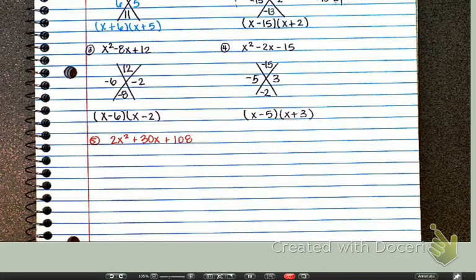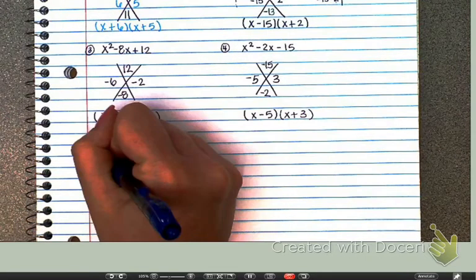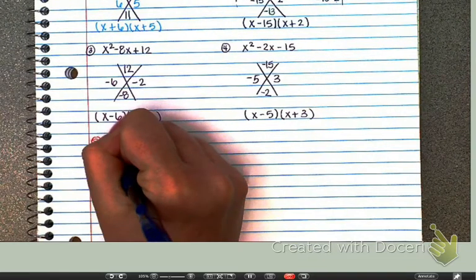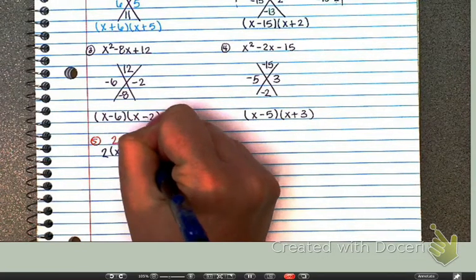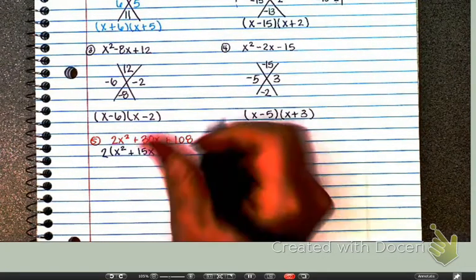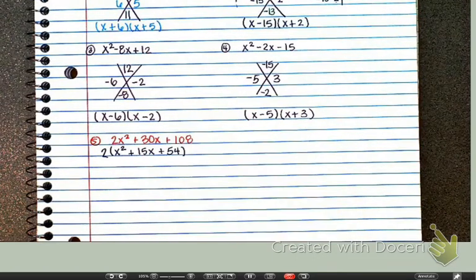So always, always, always, when you start factoring, the first thing you should look for is greatest common factor. Can I pull anything out to make my life easier? Yes. A 2. Everything is divisible by 2, right? So I'm going to start by pulling out a 2, which leaves me x squared plus 15x plus 54. Can you now factor x squared plus 15x plus 54?